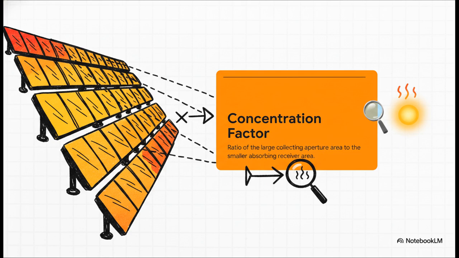The concentration factor is simply the ratio of the large aperture area, meaning the large field of mirrors collecting the widespread sunlight, to the much smaller receiver area where all that light is being focused. By funneling a massive amount of light onto one tiny target, we create an optical multiplier effect. That's how we generate extreme industrial-grade heat.